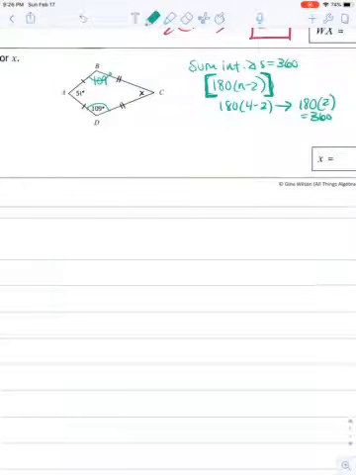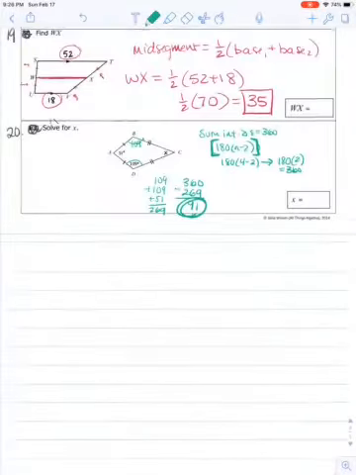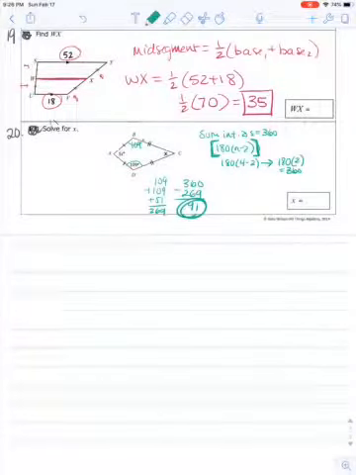So that means we're going to be doing 109 plus 109 plus 51. And let's do that. That would be 269. And then we're going to take that and subtract from 360, which is 91. So my answer is 91. There you go. Okay. All right.